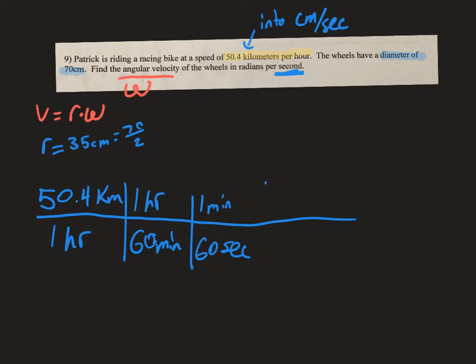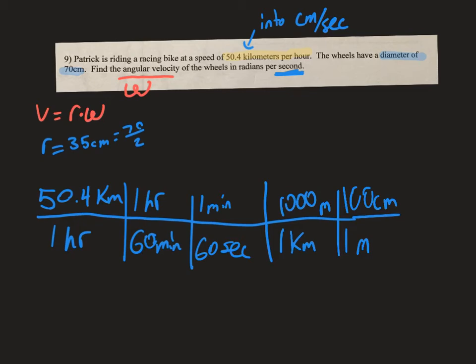And let's go ahead and fix our meters as well. So I know that 1 kilometer is 1,000 meters, and each meter, so 1 meter, has 100 centimeters in it.